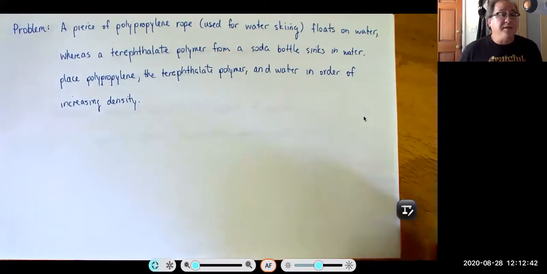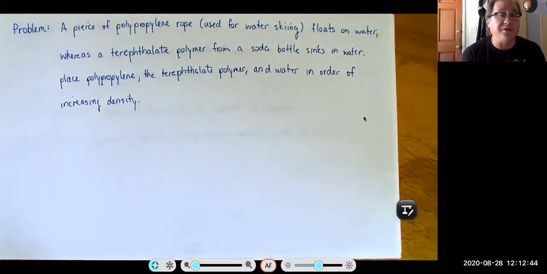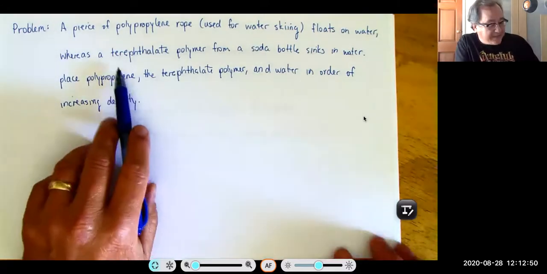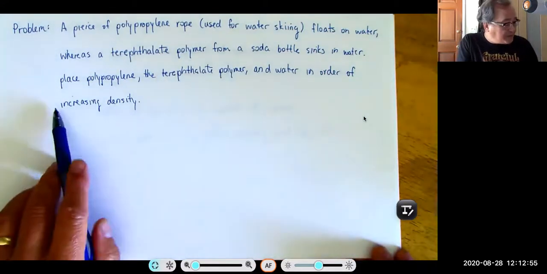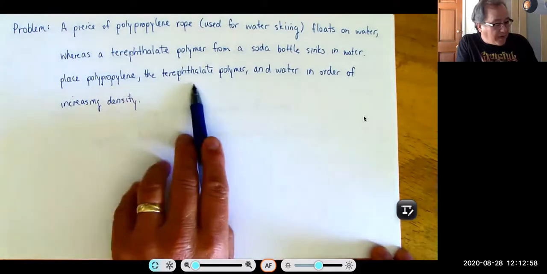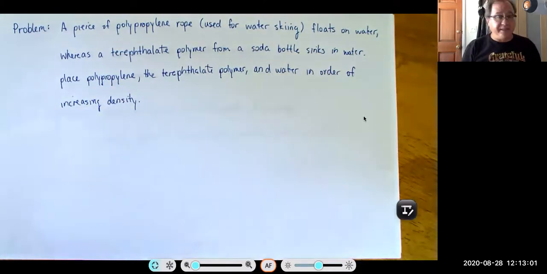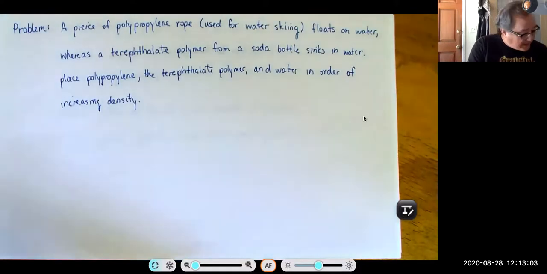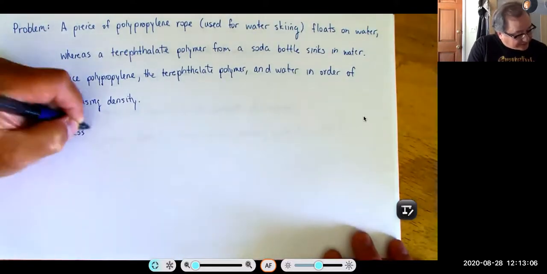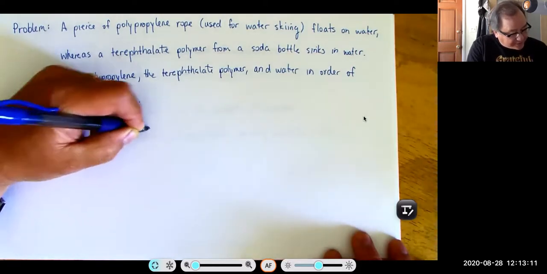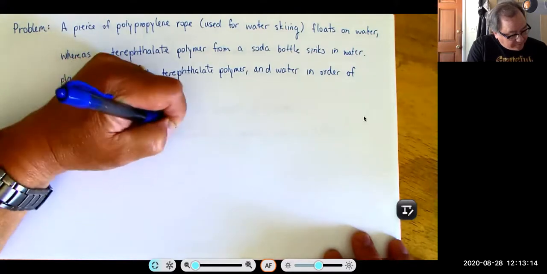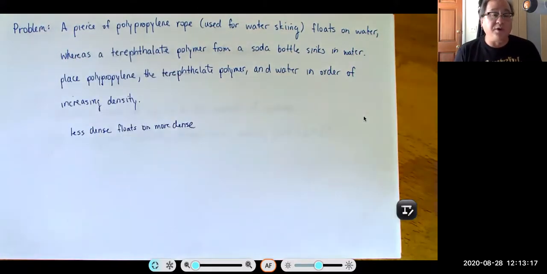There's a problem in this section that states the following: a piece of polypropylene rope used for water skiing floats on water, whereas terephthalate polymer from a soda bottle sinks in water. Place polypropylene, the terephthalate polymer, and water in order of increasing density. Here's the deal with density. Less dense floats on more dense. And the opposite is true: more dense sinks on less dense.